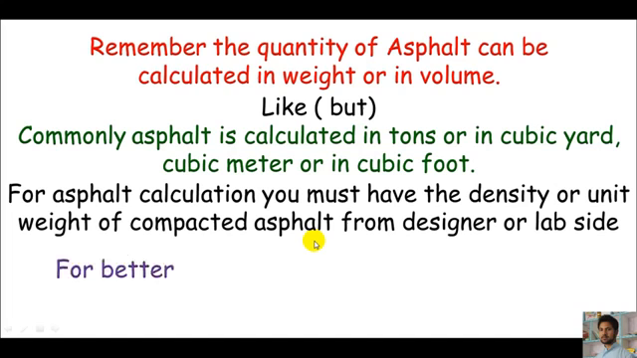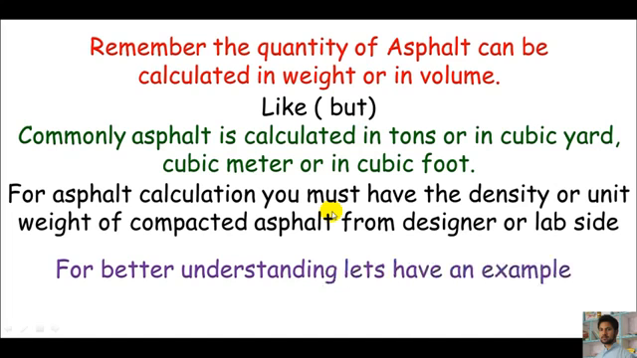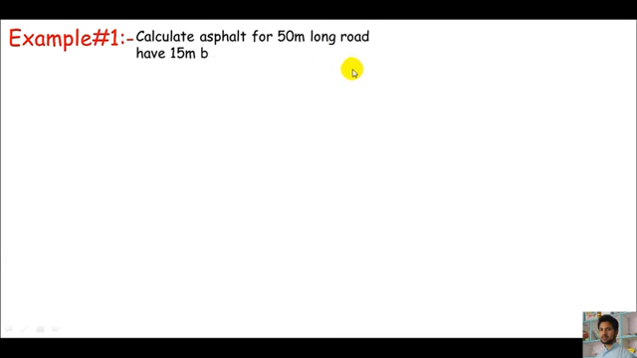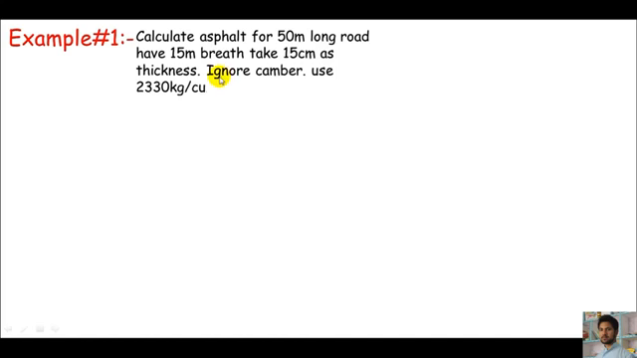I think for better understanding we must have a few examples. Let's do an example, alright? In the first example, we are asked to calculate asphalt for a 50 meter long highway. We are informed to take 15 meter breadth and the thickness is 15 centimeter. We are also informed to ignore the camber and to use 2330 kg per cubic meter dense asphalt. It means this is the density of asphalt.